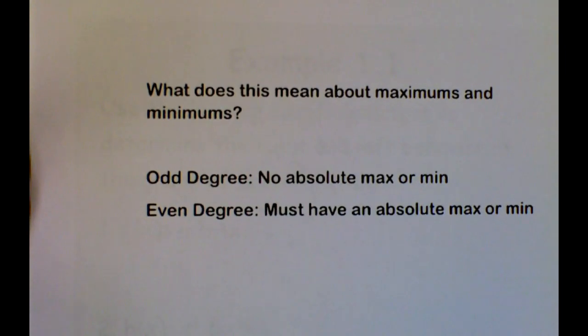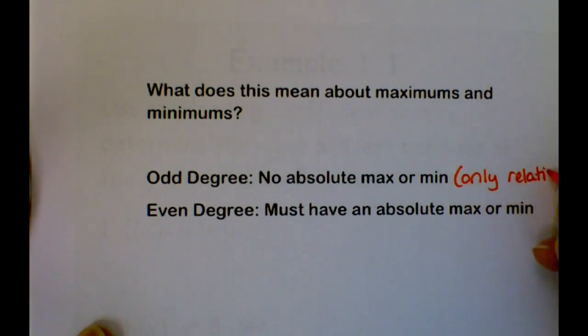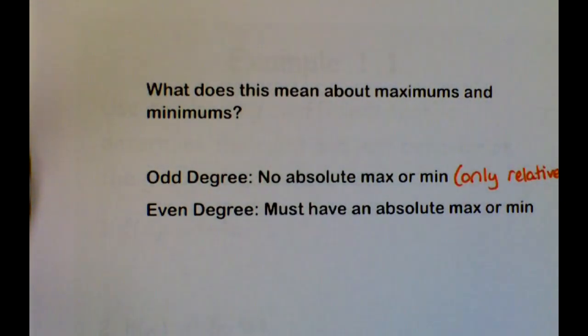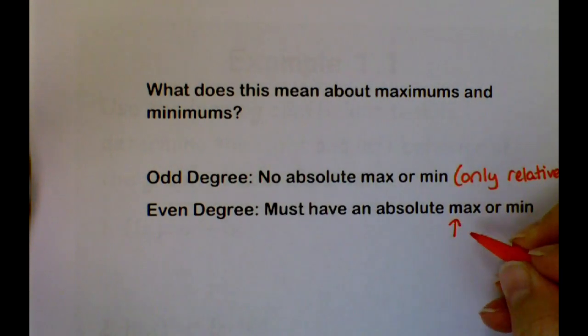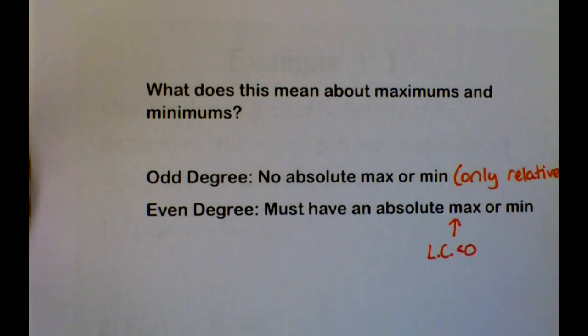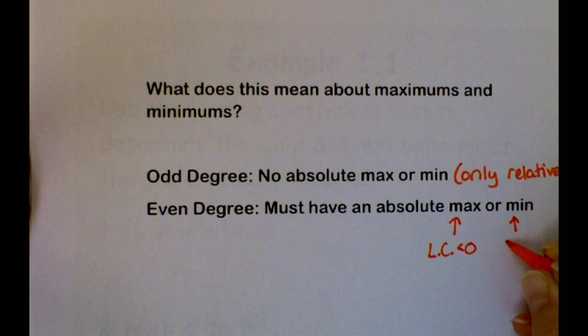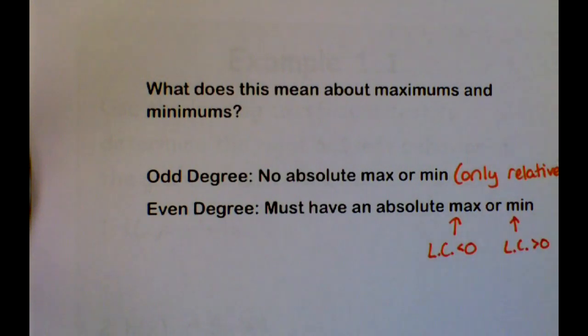So what does this mean about maxes and minimums? It means that if you have an odd degree, there is never an absolute maximum or an absolute minimum. But you can still have relative maxes and minimums. An even degree absolutely has to have an absolute maximum or an absolute minimum. It'll have an absolute maximum if your leading coefficient is negative. And it'll have an absolute minimum if your leading coefficient is positive.